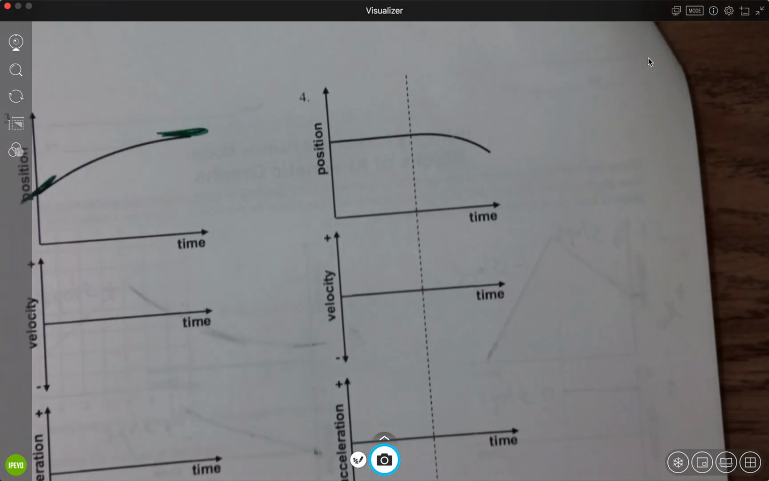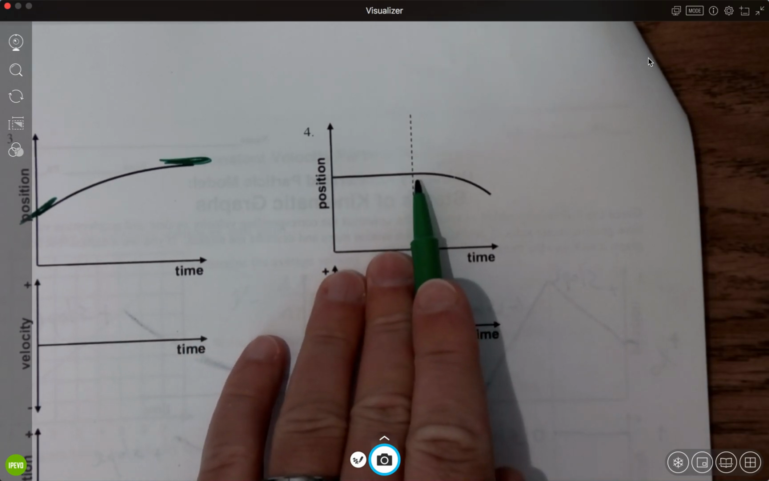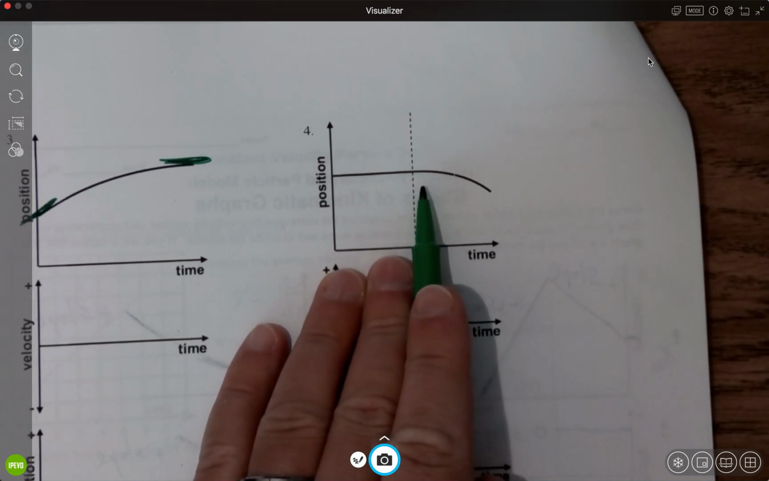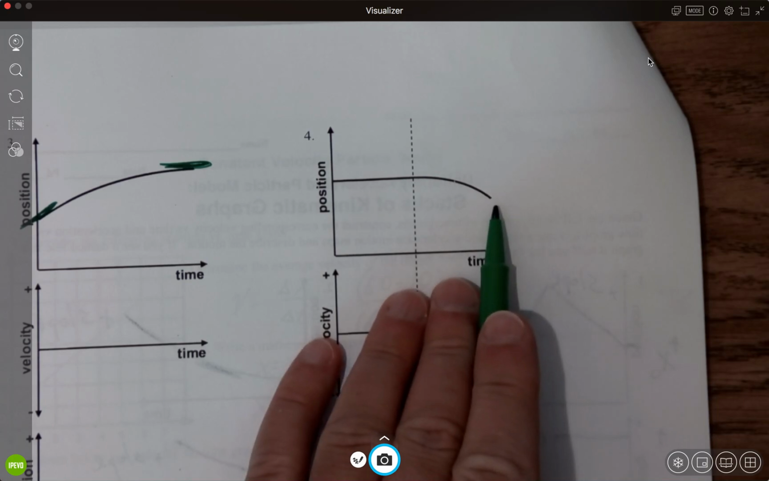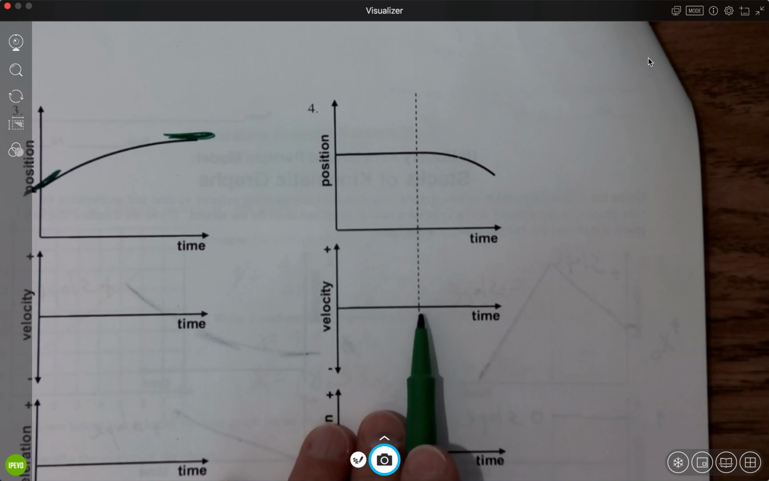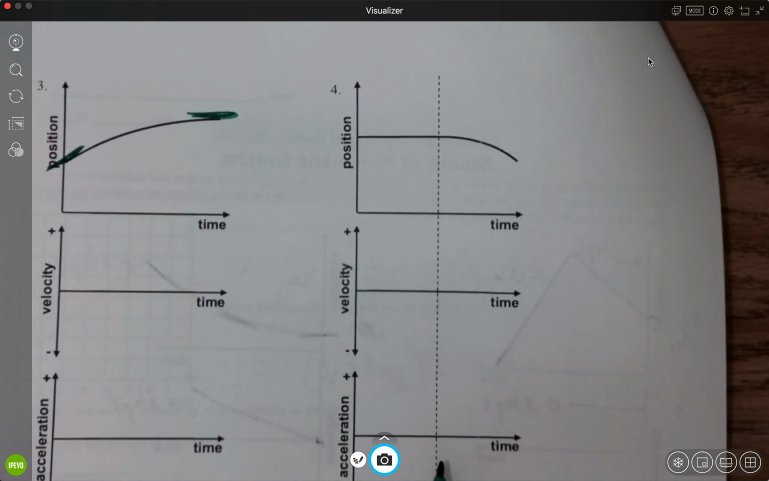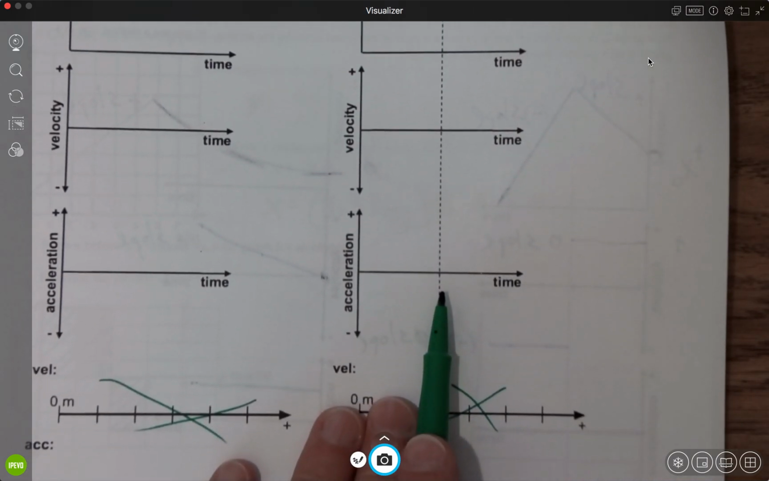As you look to this next one, it starts here at a constant position. So the velocity is 0 because it's not moving, and then it starts moving in the negative direction. So we need to get to a velocity that is a 0 velocity, and then it begins moving in the negative direction. We need to show that the velocity increases in the negative direction. And the only way that the velocity changes is that there is an acceleration.